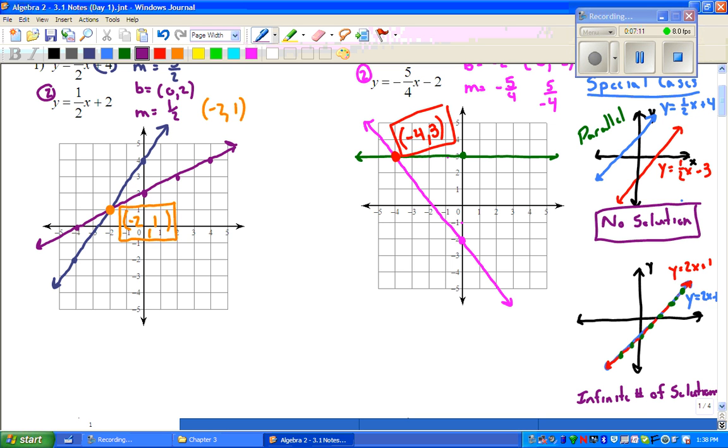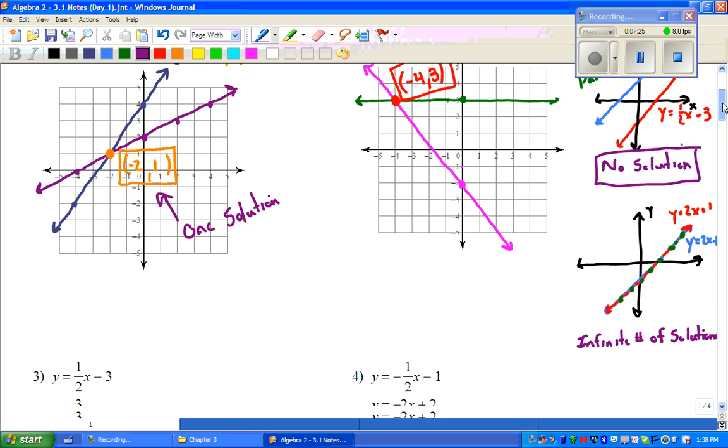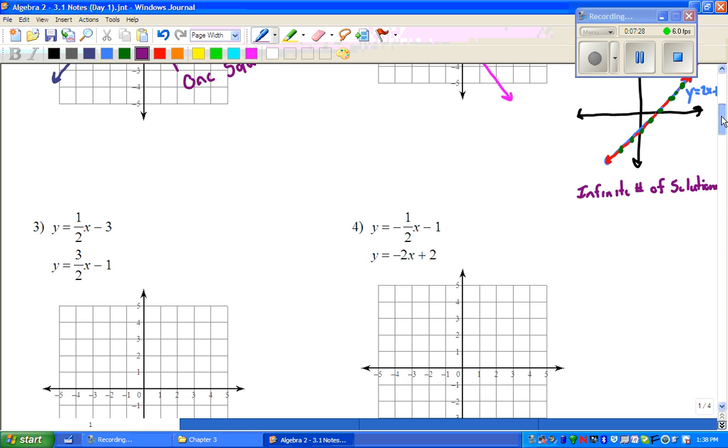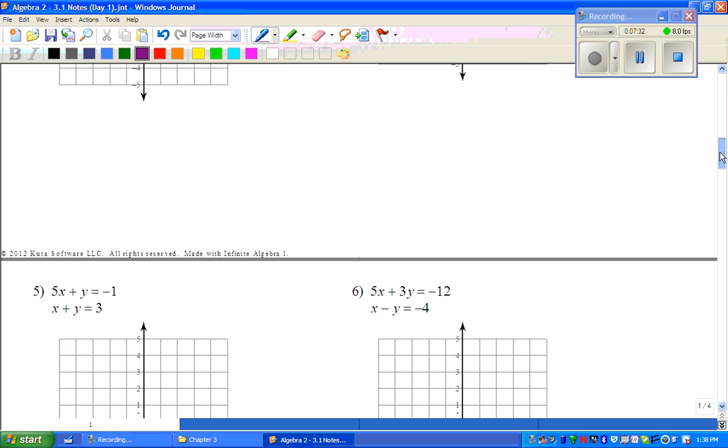So those are my special cases. If you intersect here, you have one solution. If you have parallel lines, like we talked about over here, no solution. And lines that are exactly the same have an infinite number of solutions. I don't think I really have to go through these. Let's go to the next page.